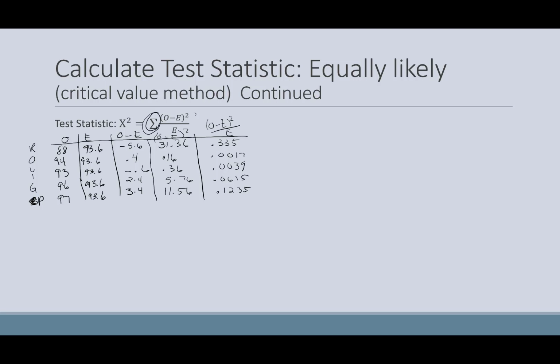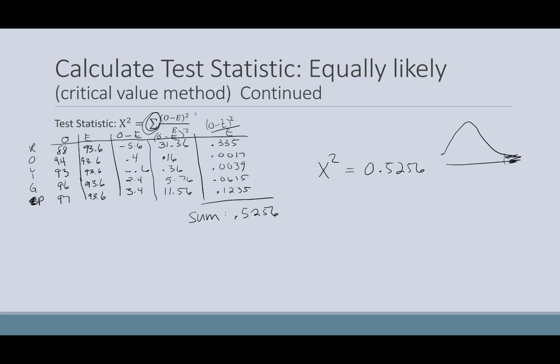Now I have the summation symbol out front here, which means I need to find the sum of that last column. So I would need to add up all of my values there, and then that's going to be my test statistic. So when I added them all up, I got 0.5256. So I now have that my test statistic, my chi-squared value, is 0.5256 for this particular data set. Now, keep in mind, when we're doing this chi-squared test for goodness of fit, we always have a right-tailed chi-squared test.